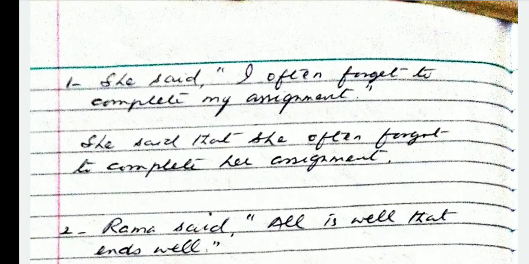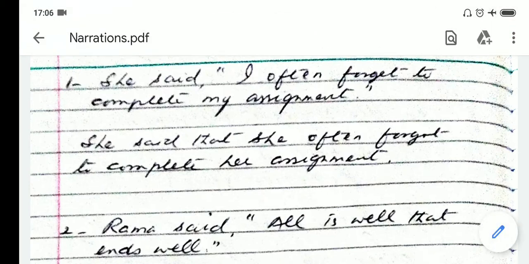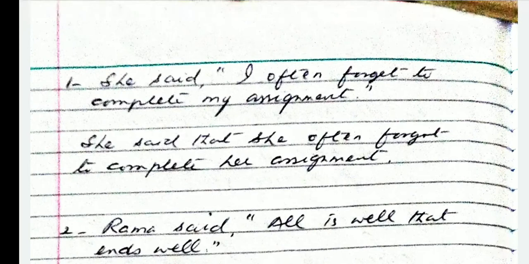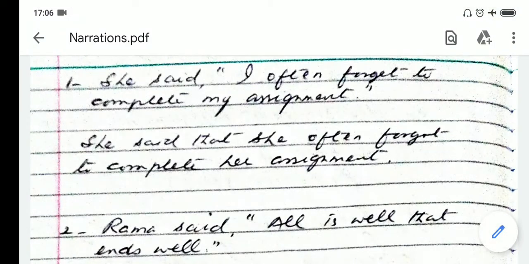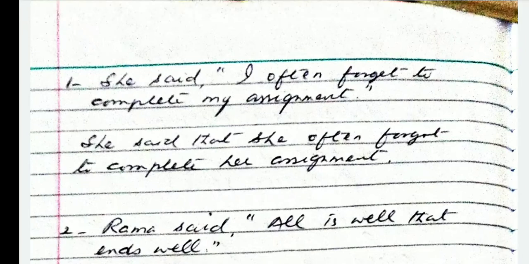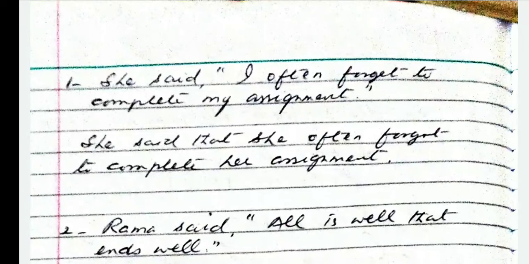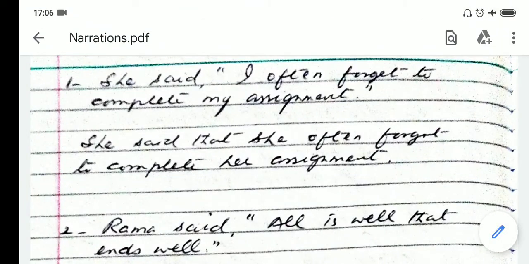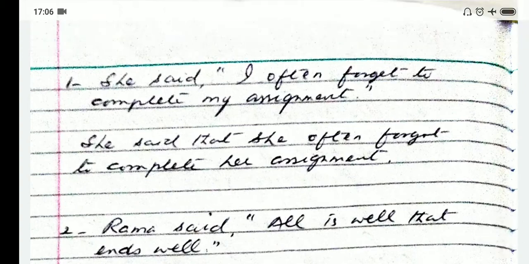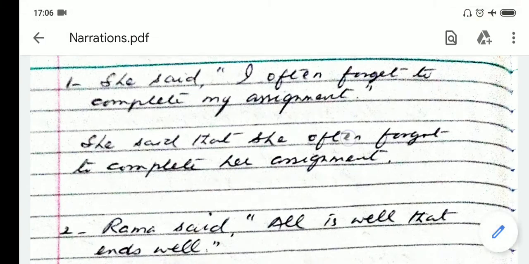Listen very carefully. She said, "I often forget to complete my assignment." "She said" is the speech that is outside the inverted commas, so it is the reporting speech. "I often forget to complete my assignment" is inside the inverted commas, so it is the reported speech. This is an example of a direct speech. Now we will convert it into indirect speech. See, "I often forget," this is present indefinite, and according to the rules, the present indefinite will change into past indefinite. She said that she often forgot to complete her assignment.